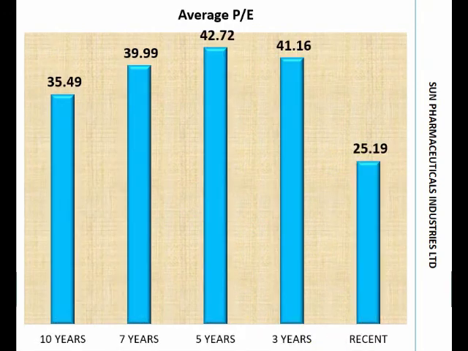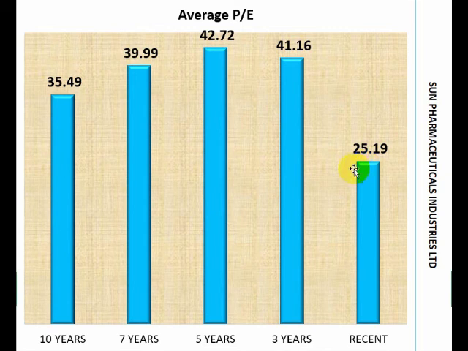Now when we compare the current price earning, if the current price earning is very expensive, then we need to compare it with its average price earning of the last 3 years and 5 years. So the latest price earning is at around 25 times, which means that we are paying 25 times more than what the company has earned as profit per share.